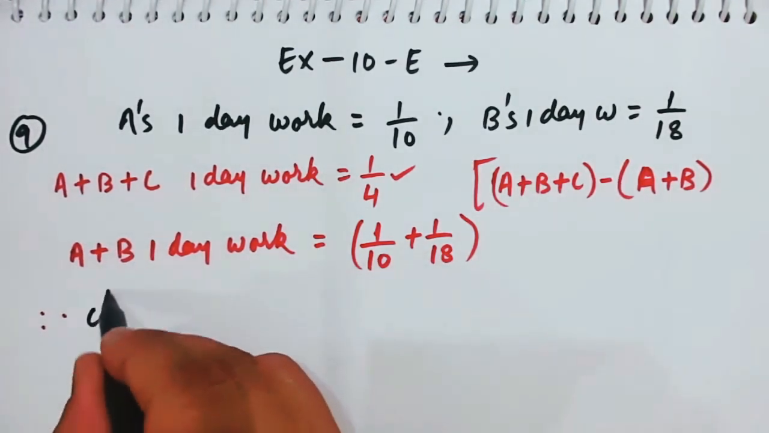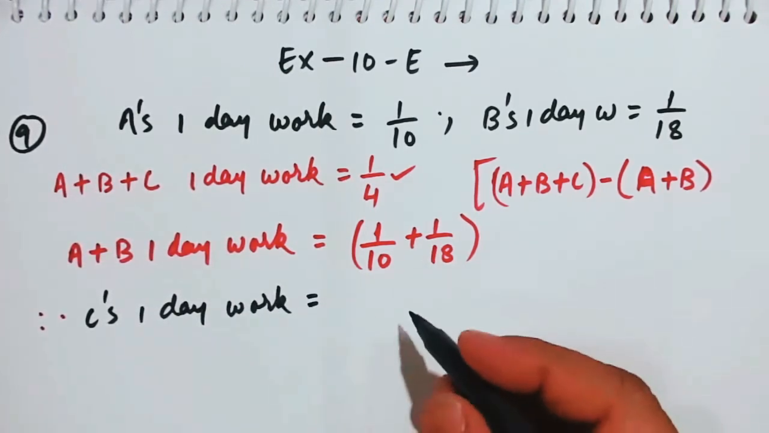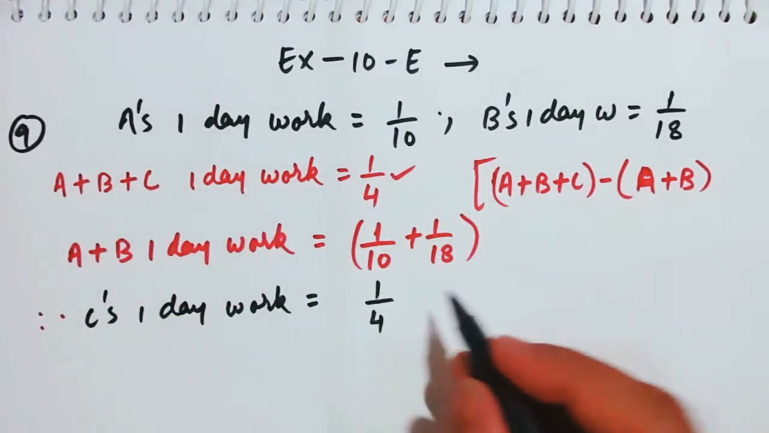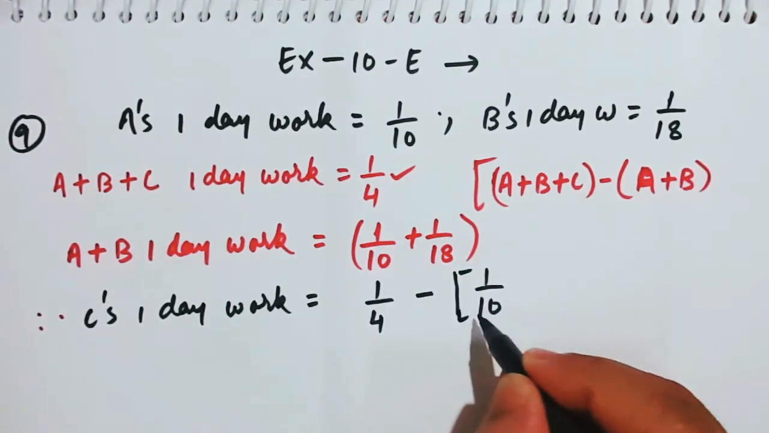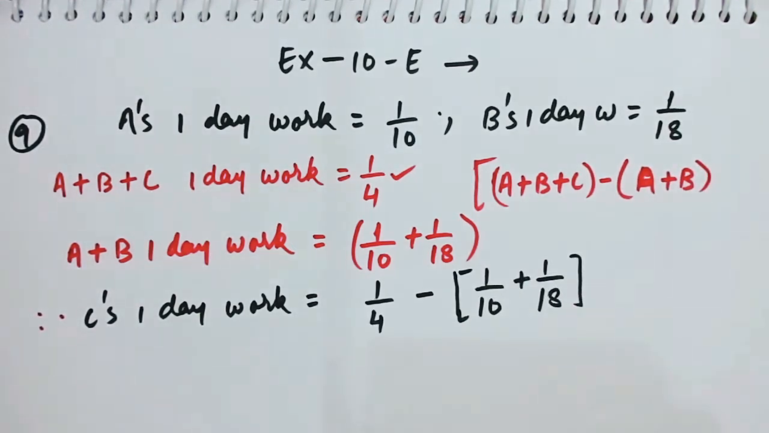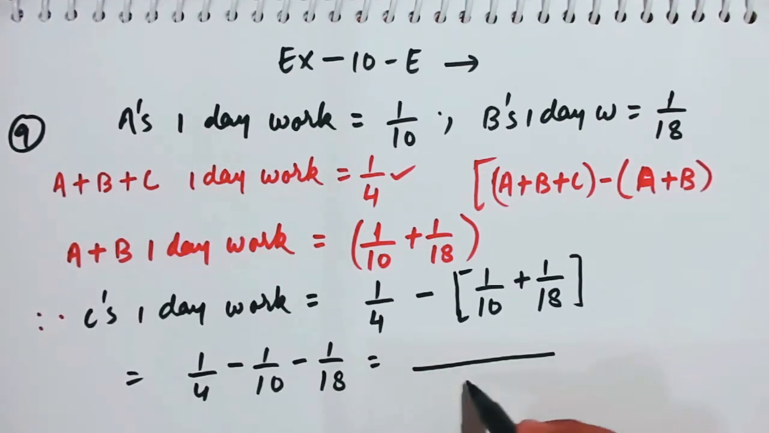That C's 1 day work will be equal to 1 by 4, that is A plus B plus C, minus this one, that is 1 by 10 plus 1 by 18. So what will you get? On simplification, you will get 1 by 4 minus 1 by 10 minus 1 by 18, and you all know that the LCM of 4, 10 and 18 you will get as 180.